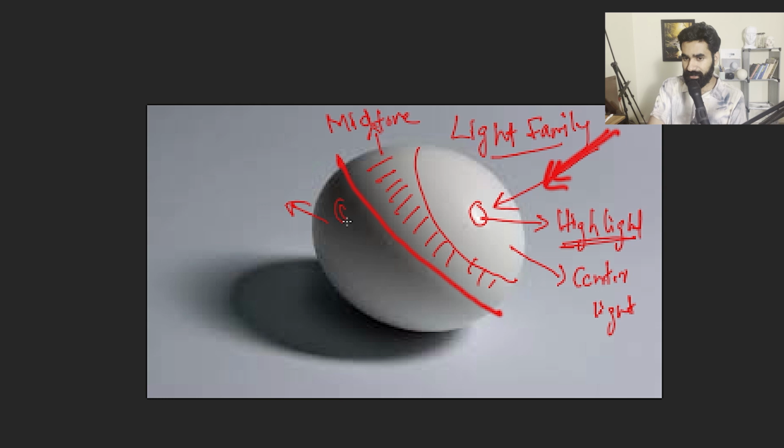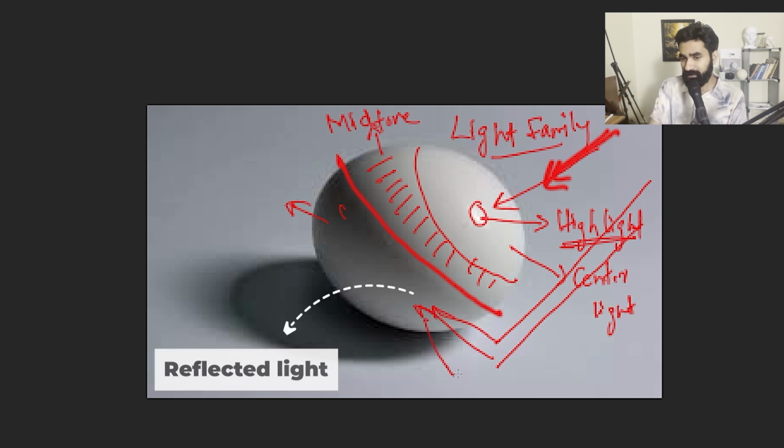So if I'm marking 1 and 2, you can see 2 is lighter than 1, right? That is because here the light is coming in this direction. It will hit the surface and bounce back some light. Normally it would be darker only, but because the light is bouncing back from the surface, there is some kind of light there. So this is called reflected light.